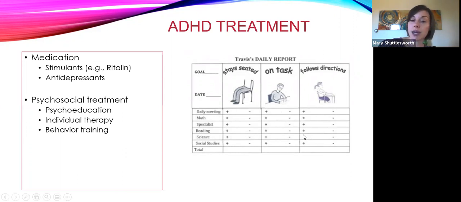This over here that you see is something related to behavior therapy that you might see if you're working with children, even in an elementary school or middle school classroom. It's basically a behavior chart. Behavioral therapy works quite well with kids and adolescents who have ADHD. So you can see here that for every single class, there is a set of goals. Did you stay seated? Did you stay on task? And did you follow directions? So looking at your progress here can give you an idea of how you're doing in terms of meeting those goals.